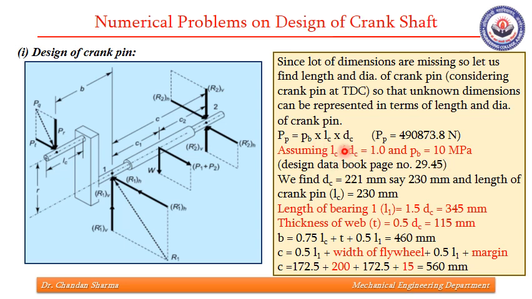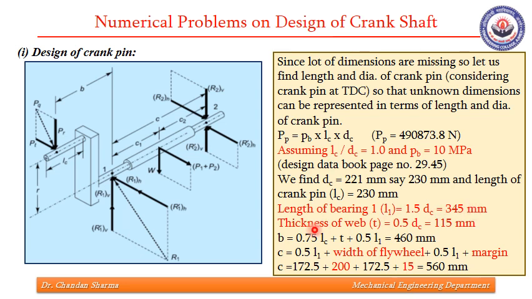Since the ratio is known and PB is known, we'll be able to convert this equation into one unknown, that is DC. So DC we calculate as 221 mm, or raising it to the next higher number, let us say 230 mm. Since LC by DC is 1, the length of crank pin will also be 230 mm. Now the length of bearing 1, which is this L1, is 1.5 times DC. These relations are given in the data book, and those will be very helpful in case we are supposed to assume data. So it comes out to be 345 mm.